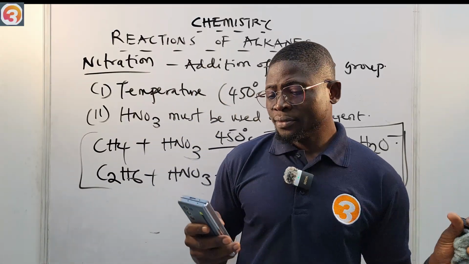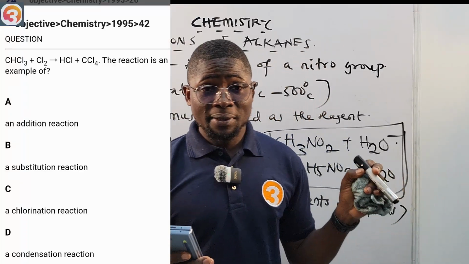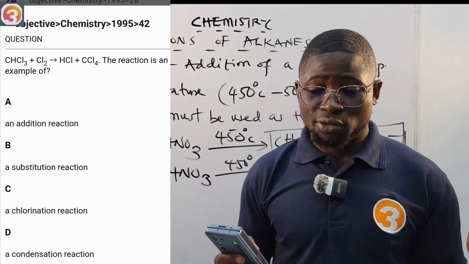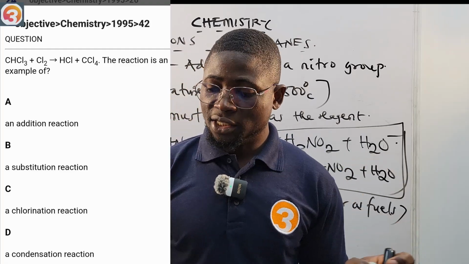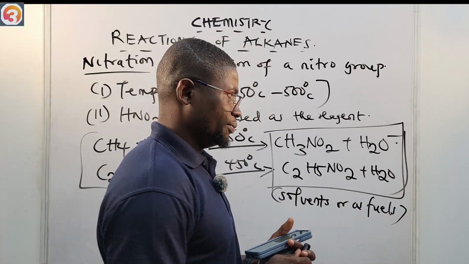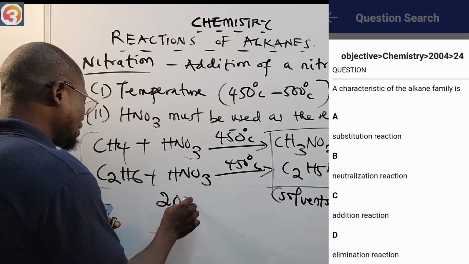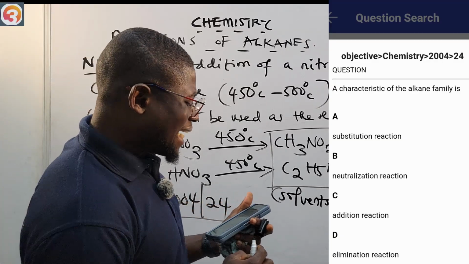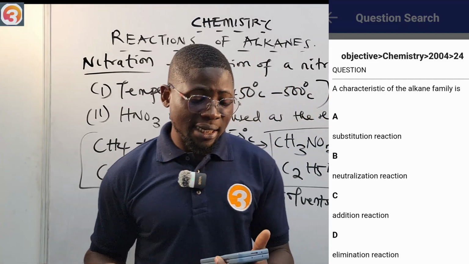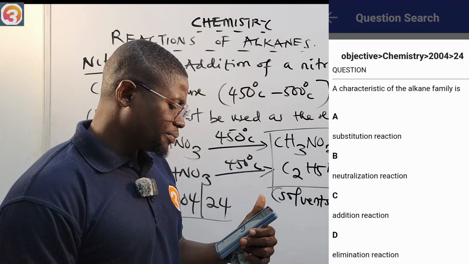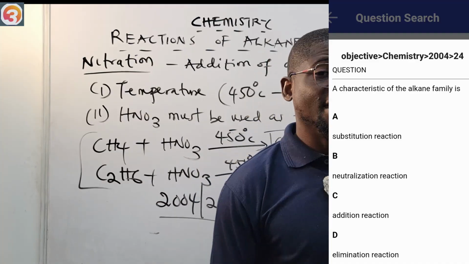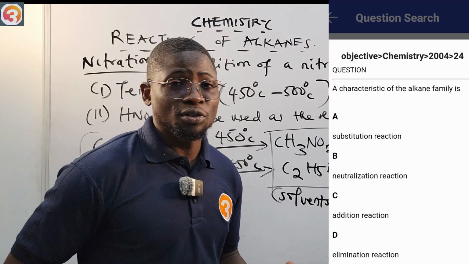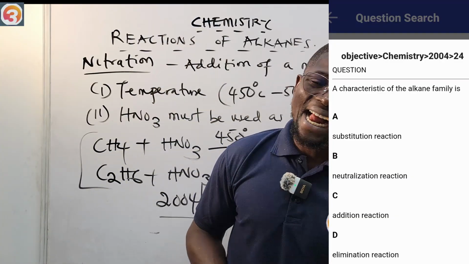1995, number 42. The reaction is being displayed on the screen. They say the reaction is an example of, obviously, a substitution reaction. Let us see 2004, number 24. A characteristic of the alkane family is A, substitution reaction, B, neutralization reaction, C, addition reaction, D, elimination reaction. What should be our final answer there? Our answer there will be A, substitution reaction. It's a characteristic of the alkane family.